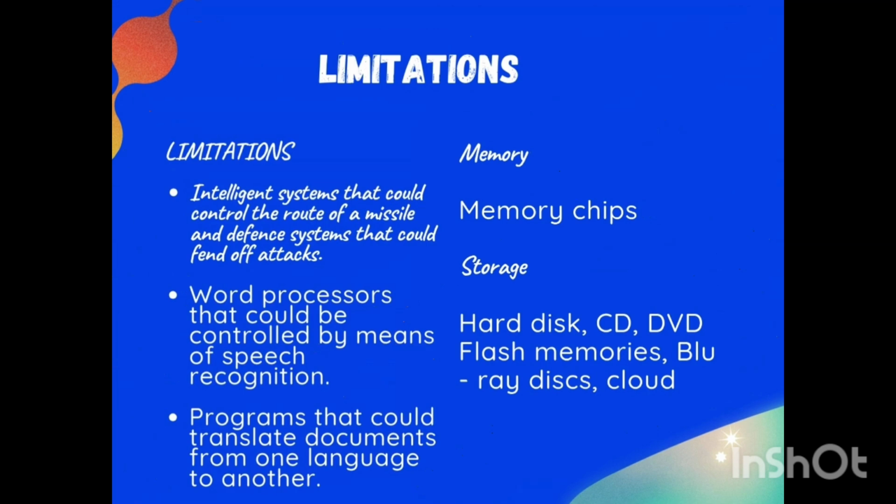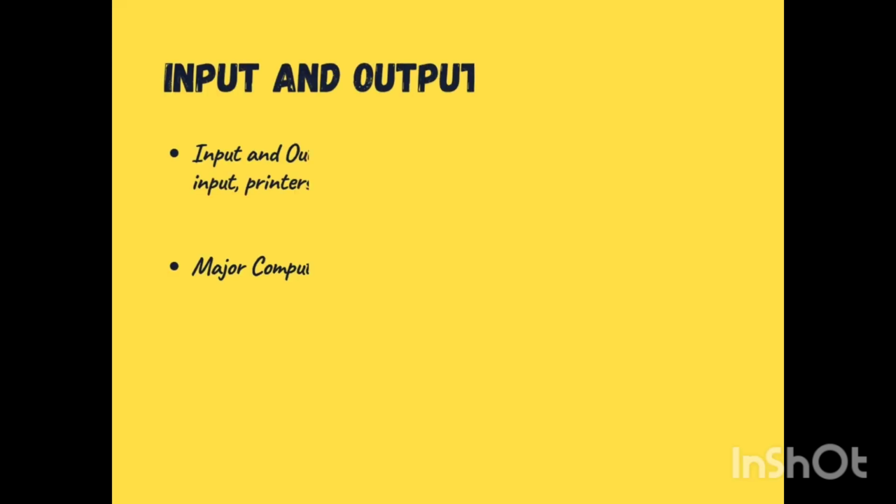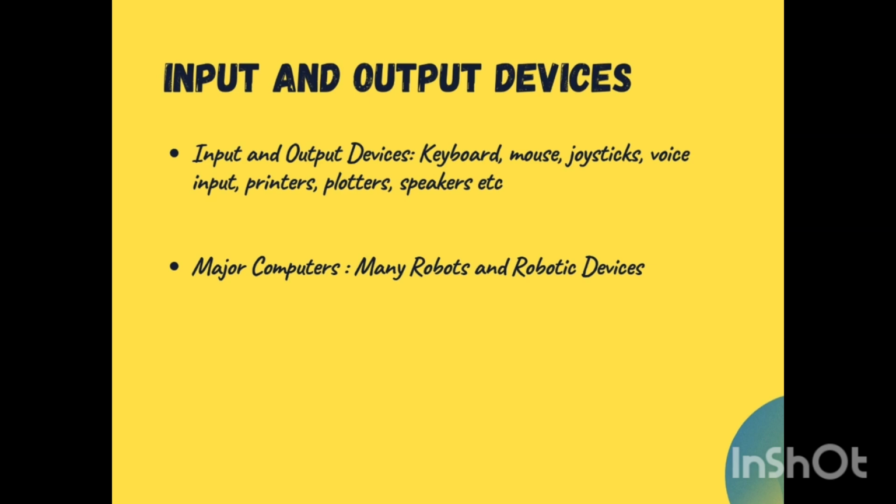And what are the limitations? Number one, intelligent systems that could control the route of a missile and defense systems that could fend off attacks. Number two, word processors that could be controlled by means of speech recognition. Number three, programs that could translate documents from one language to another. Memory chips were used for memory and storage: hard disk, CD, DVD, flash memories, Blu-ray discs, cloud, etc.